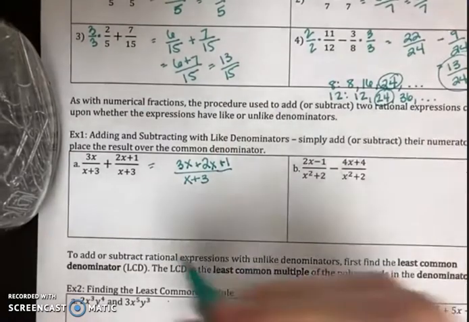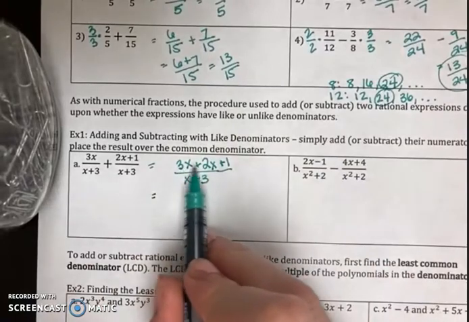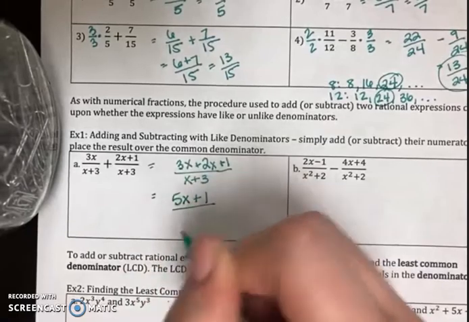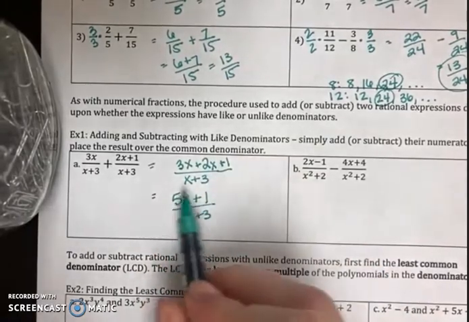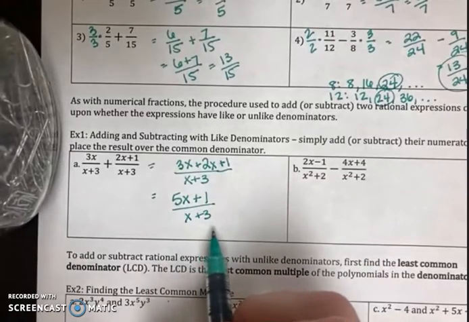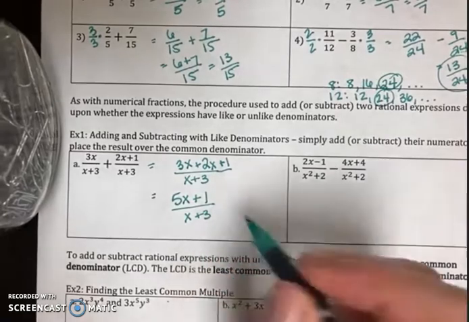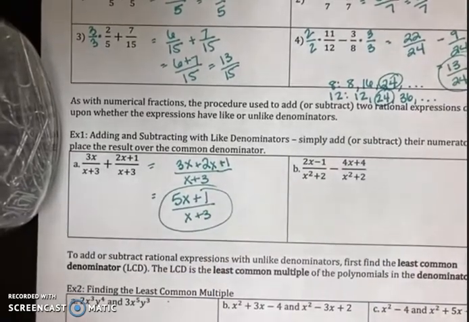Then you'd want to combine like terms. I can combine my 3x with my 2x to get a 5x plus 1. Always make sure that it's simplified all the way. So when I take a look at my numerator and denominator, I can't factor, I can't simplify anything, so I'm going to leave it like that.